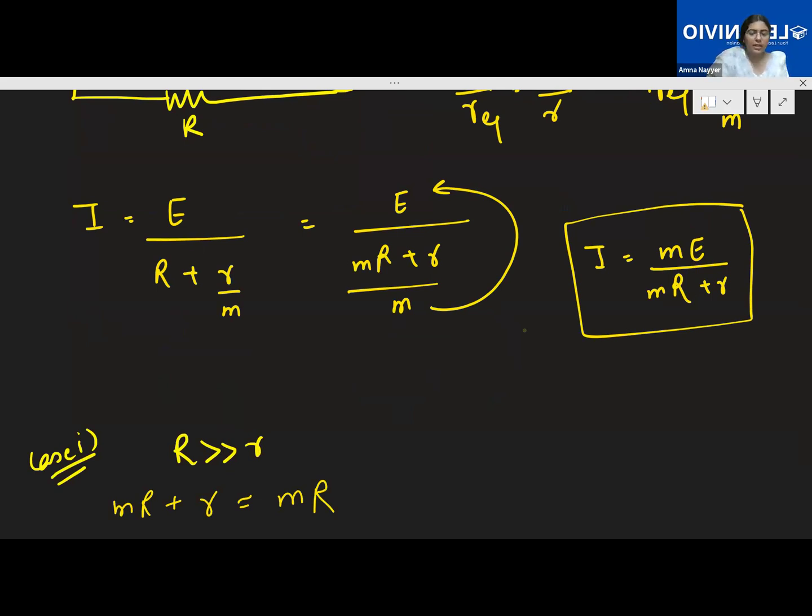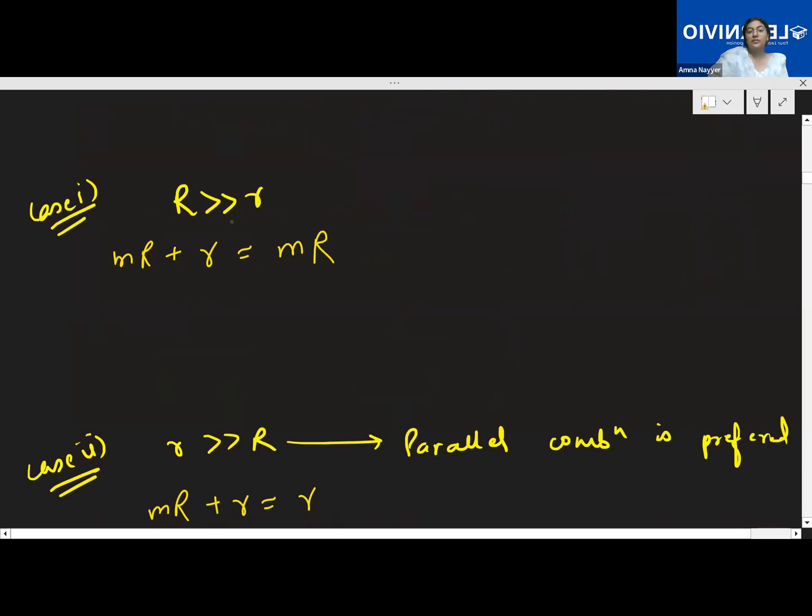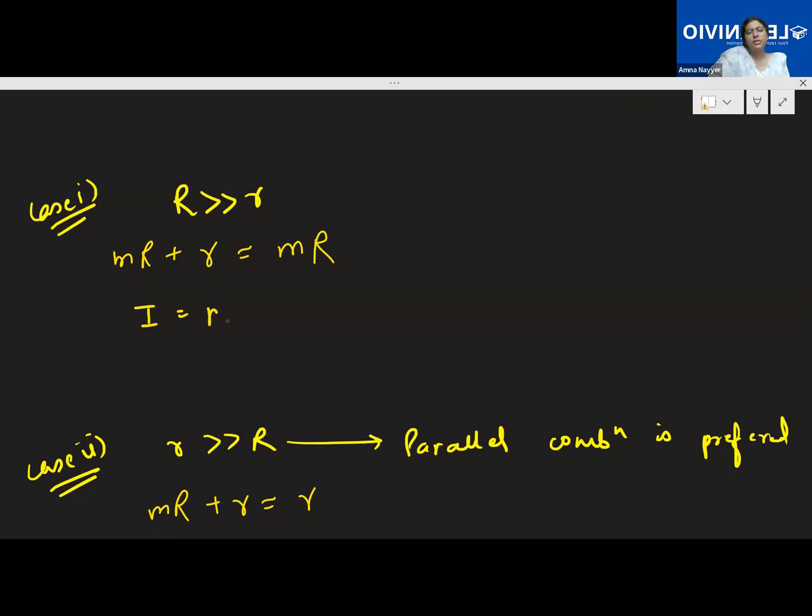Yes, ma'am. Okay, here also we'll have two conditions. If capital R is greater, we will just write it as MR. So what will my equation be? This will be ME divided by MR. M will be cancelled. I is equal to E by R.